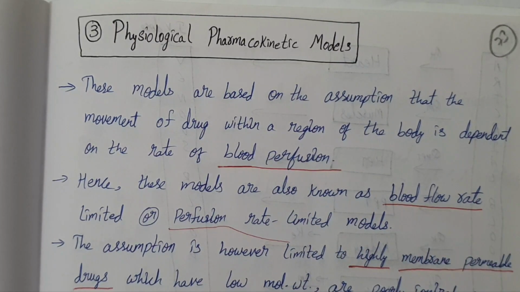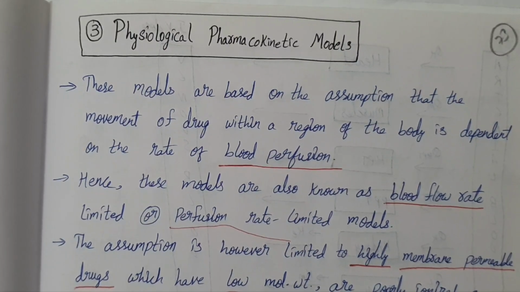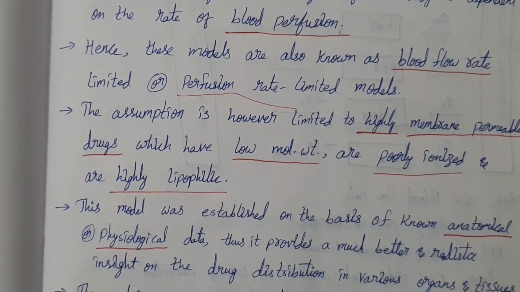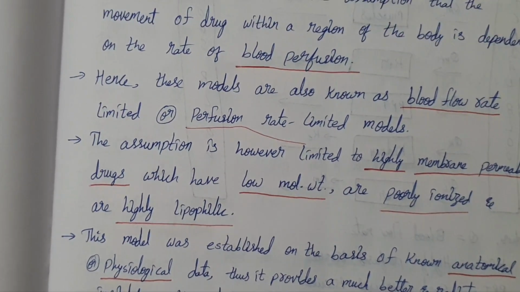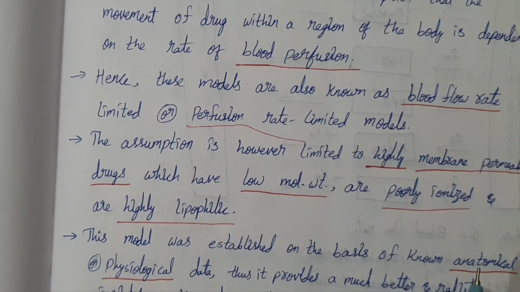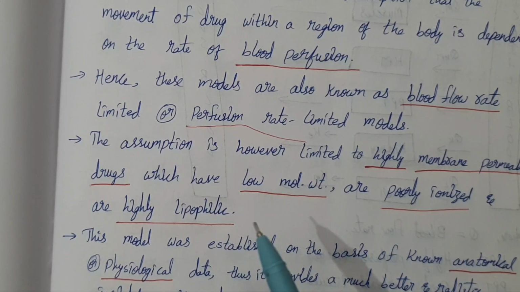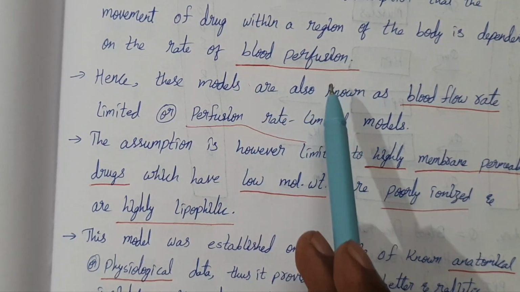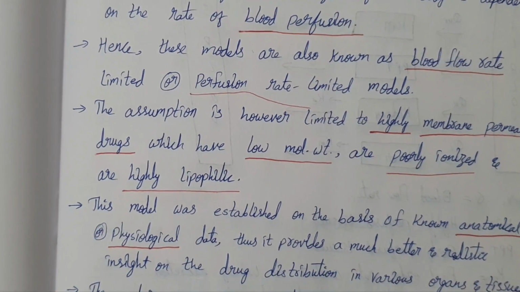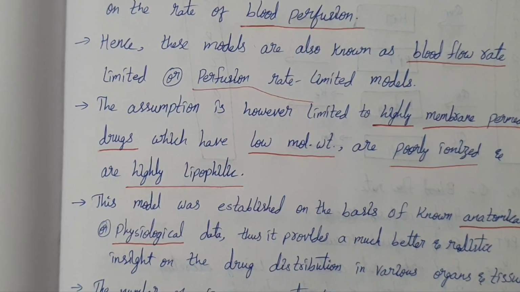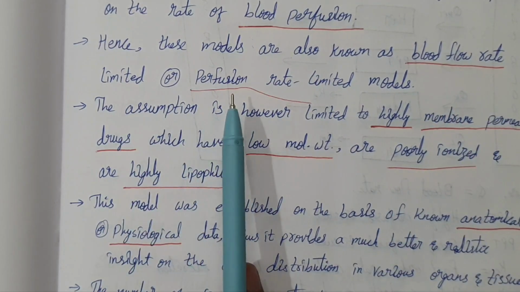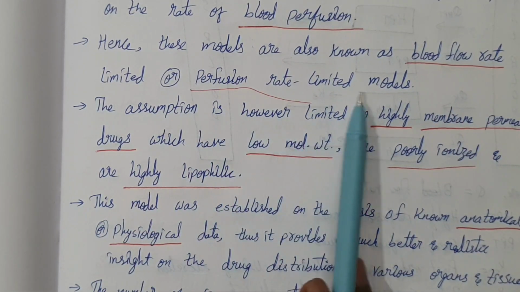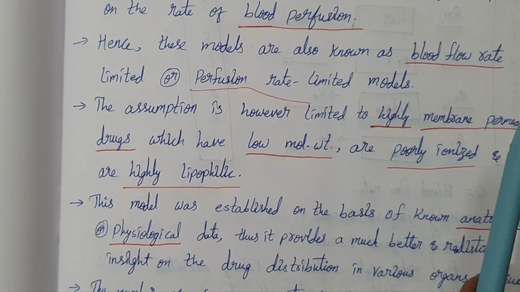Unlike compartmental models that divide the body mathematically, these models are based on real anatomical physiological data. They assume that drug movement within the body regions depends on blood flow, or what we call perfusion. So these are also called blood flow rate limited models or perfusion rate limited models.